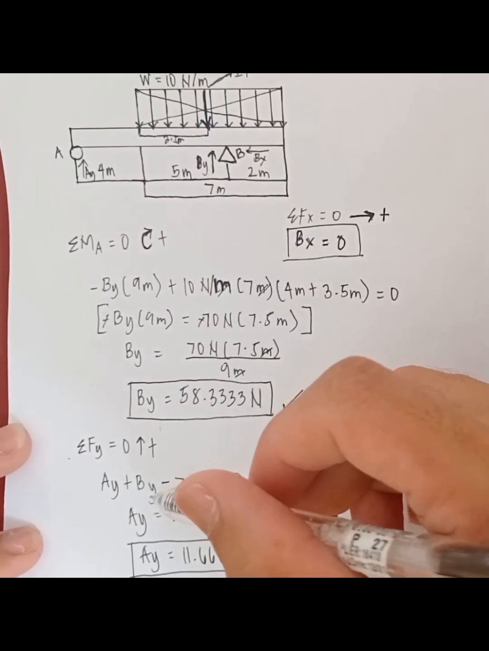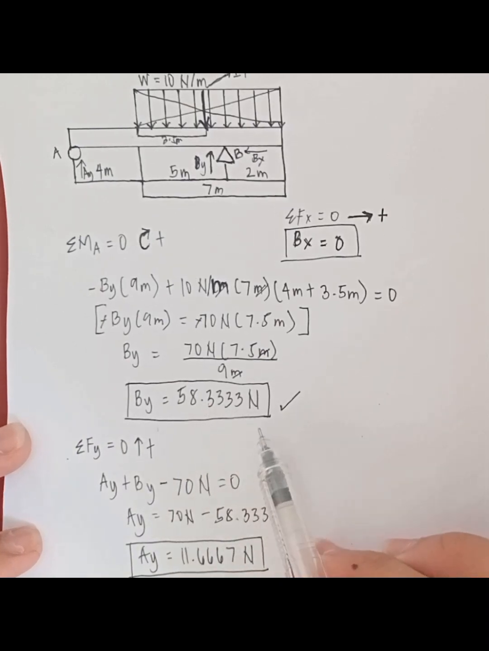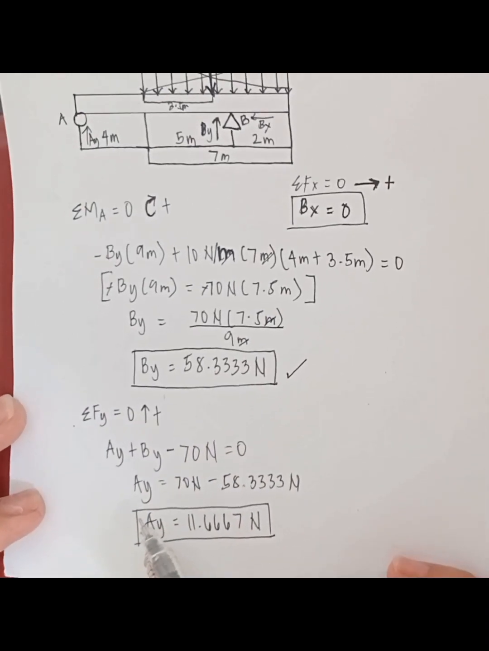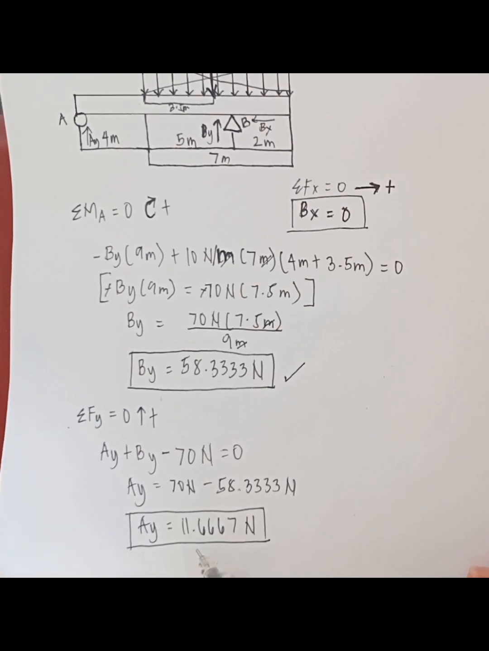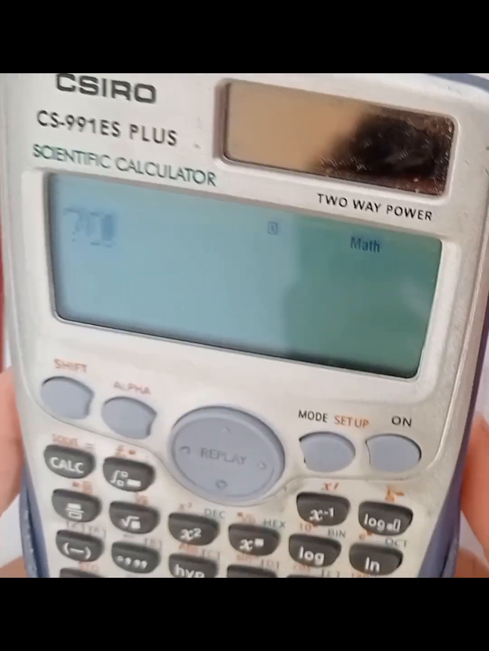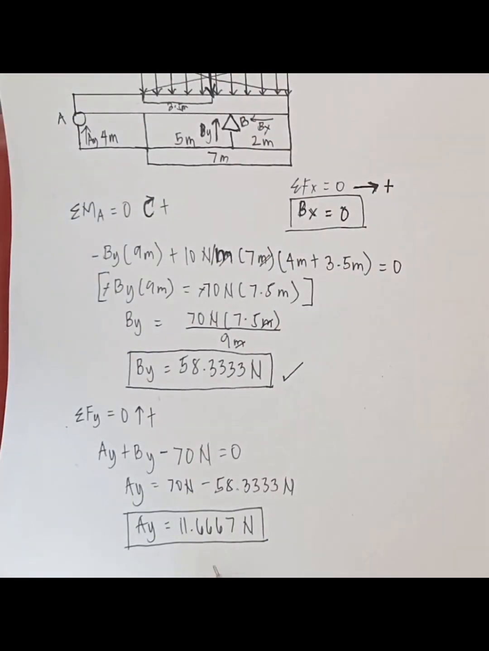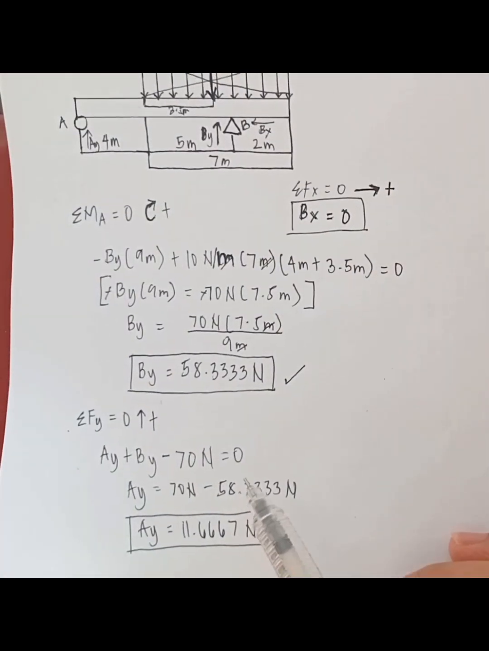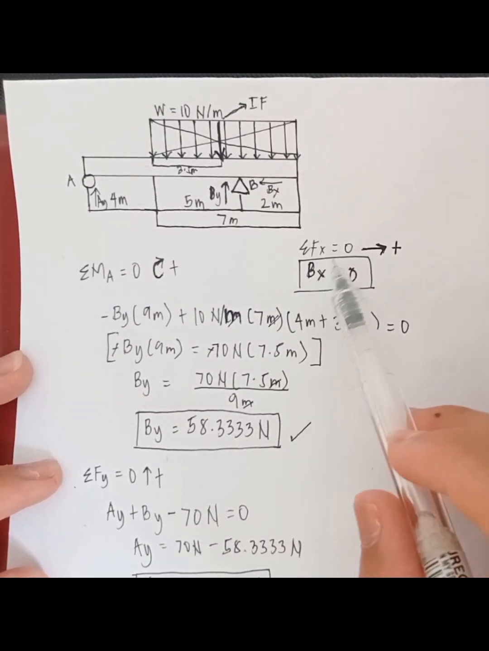Since we have the value for By already, which is 58.3333 Newton, we can solve for the value of the Ay reaction. So 70 Newton minus 58.333 Newton is equal to, let's recheck, 70 minus 58.3333. So it's correct, 11.6667 Newton.